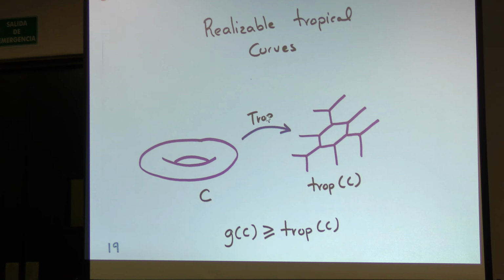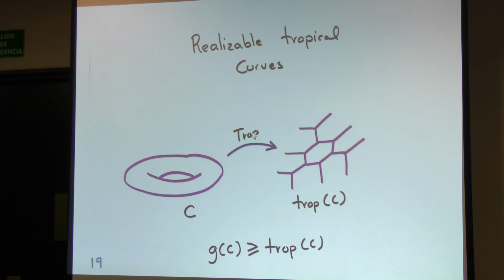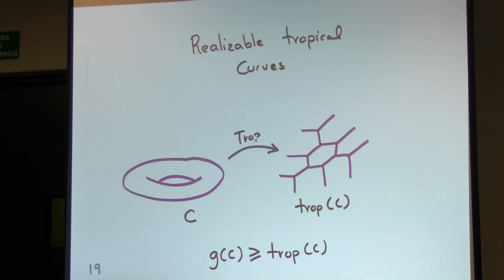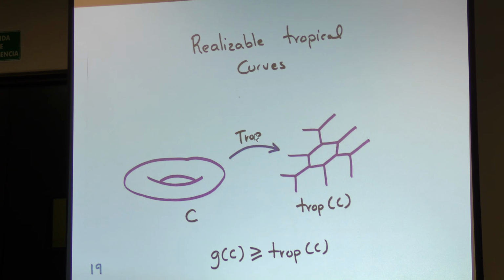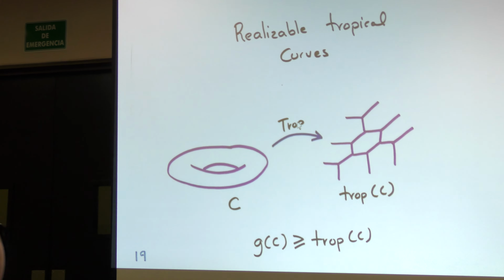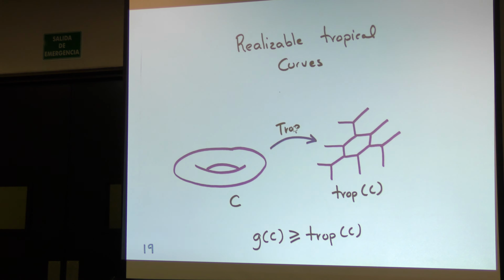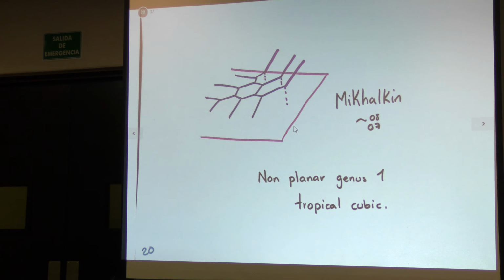Some of the tropical curves in Rn are what we call realizable. That means that we have classical curves and a map that tropicalizes to a tropical variety. Not all the curves are realizable, but all the curves in R2 are realizable. This is the first example of a non-realizable curve. It is an example of Mikhalkin, around 2008 or 2007, I don't know.